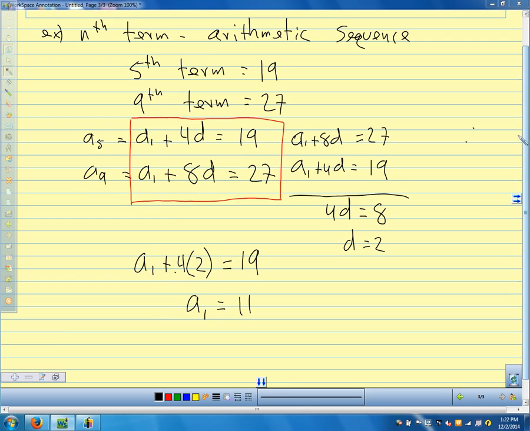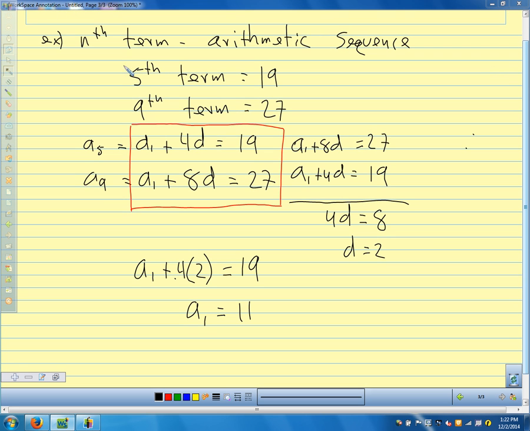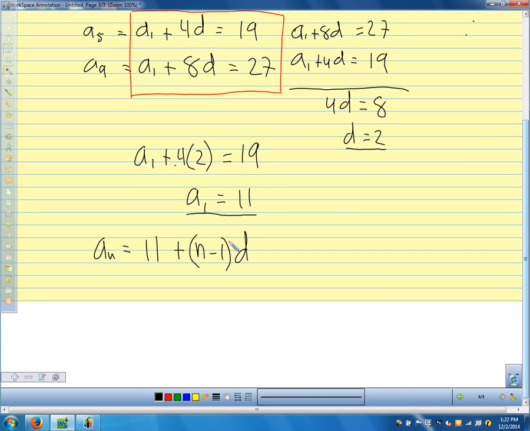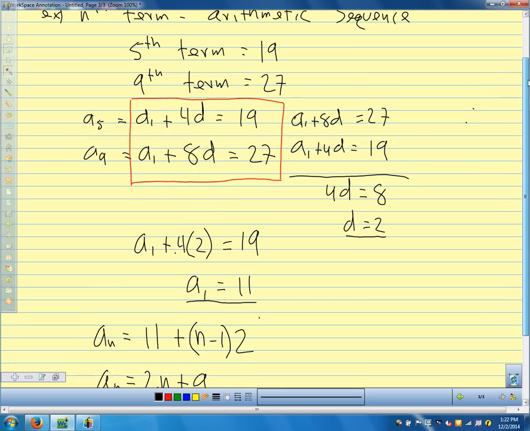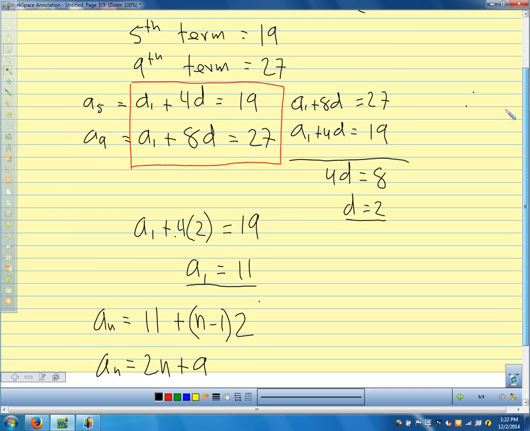And now we want the nth term. We want our formula for the nth term. So now we're back to the problem just like we did just before this one. Plug these two numbers into our nth term formula. So a sub n is a sub 1, 11, plus n minus 1 times d. And I'm just going to simplify that. d is 2. Simplify that so I get a sub n equals 2n plus 9. And that would be the nth term formula for this arithmetic sequence.